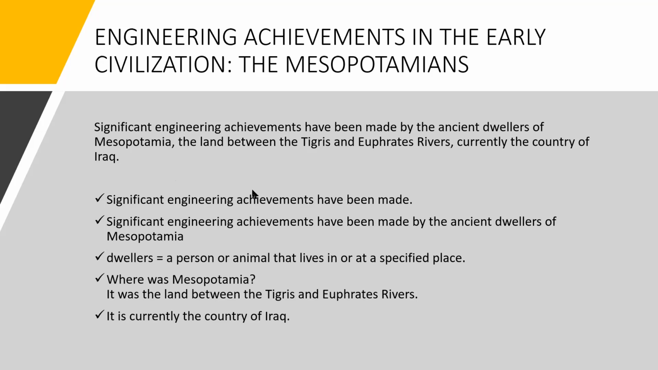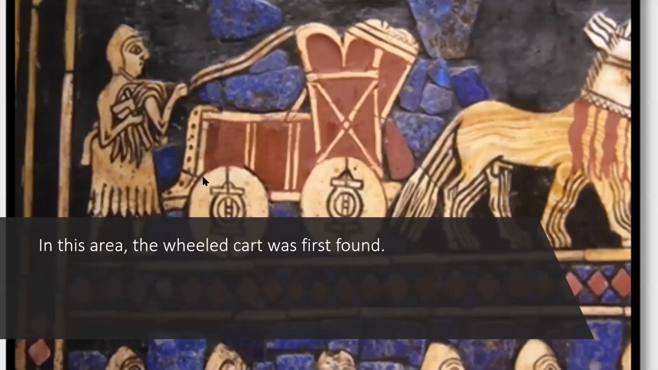Have you got the idea? So if you have double commas, it will be additional information about the last noun before the comma. So Mesopotamia means the land between the Tigris and Euphrates River. And the second one, Mesopotamia is currently the country of Iraq.